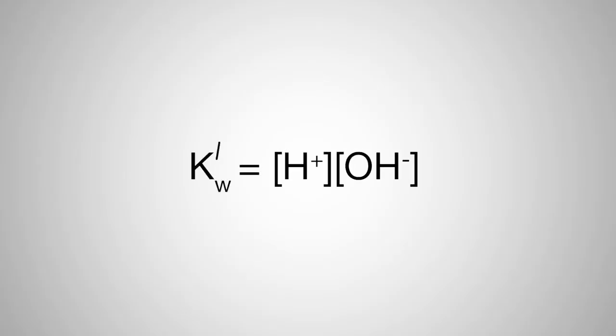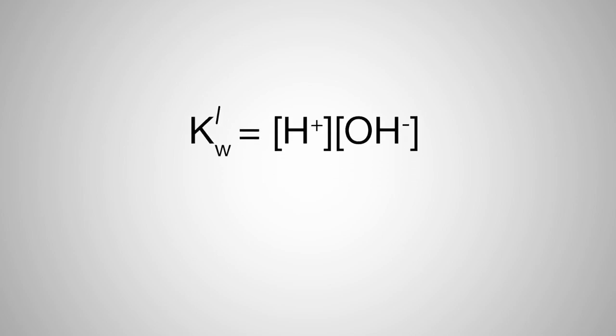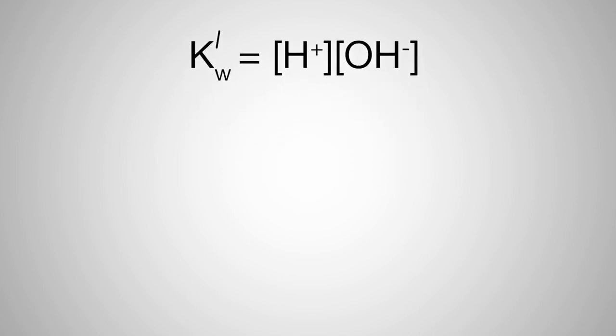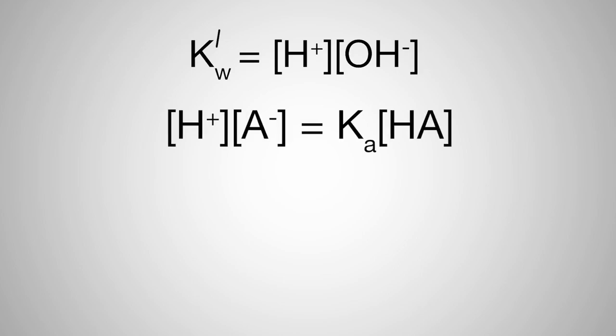We now have four equations, in other words, four conditions which must be satisfied simultaneously. And these are, as always, H plus times OH minus is equal to K prime W. But now we have two new equations relating to the weak acid. They are H plus times A minus is equal to Ka times HA. And here Ka is our dissociation constant for the weak acid.